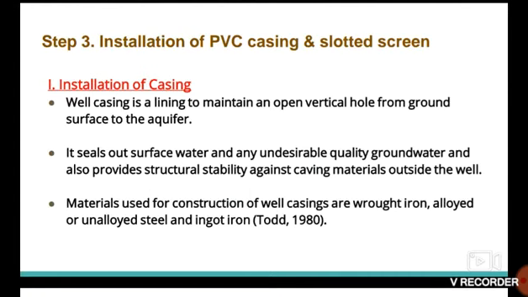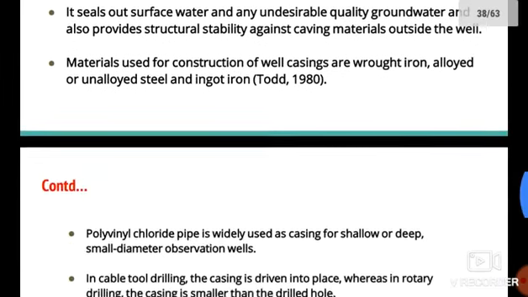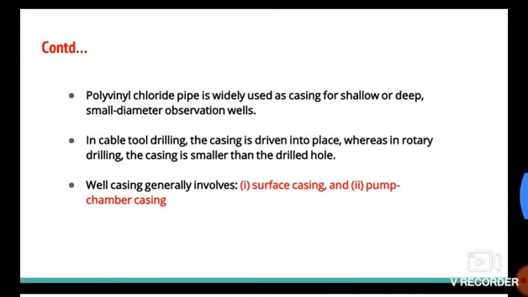The materials used for casing are wrought iron, alloyed and unalloyed steel and ingot iron. Since Todd is writing this textbook, this is made up of wrought iron, alloyed steel, etc. But when it is written by an Indian, then it will be concrete, PVC, etc. You just have to note the difference. Polyvinyl chloride pipe is widely used as casing for shallow or deep small diameter observation wells. There are mainly two types of casings, surface casing and pump chamber casing.